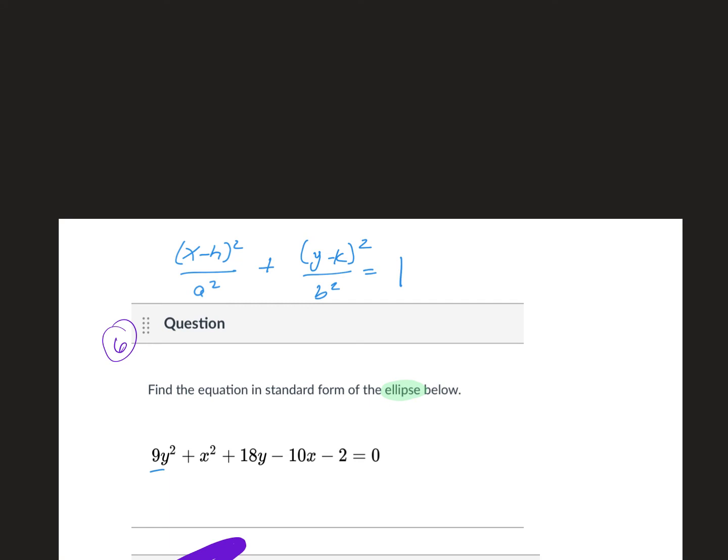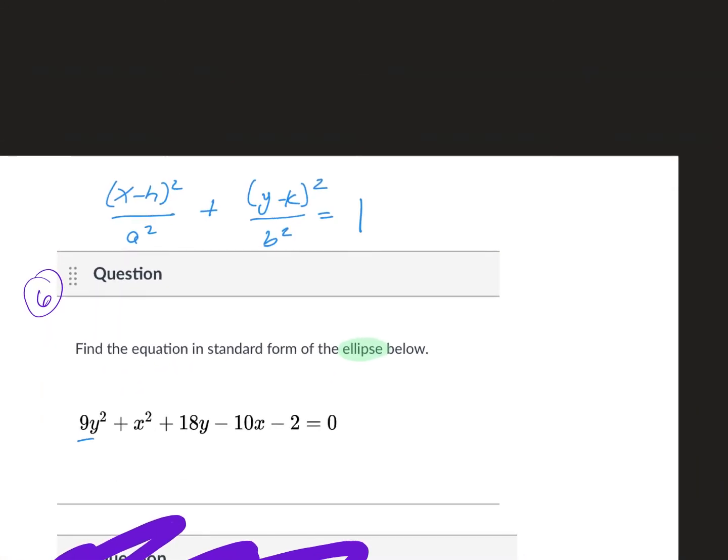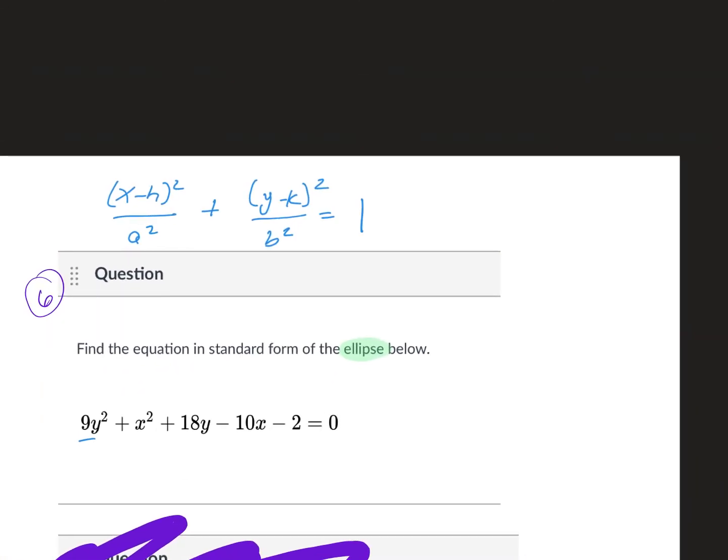It'll work itself out. Just watch, guys. It'll work itself out. That's fine. You don't even really have to think about that part. It'll work itself out. So let's just complete the square.